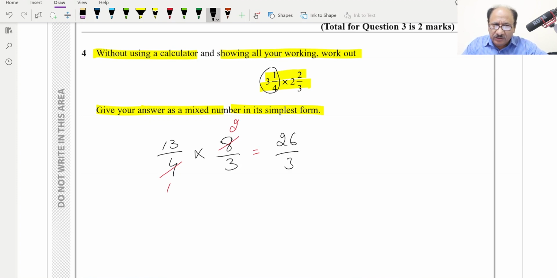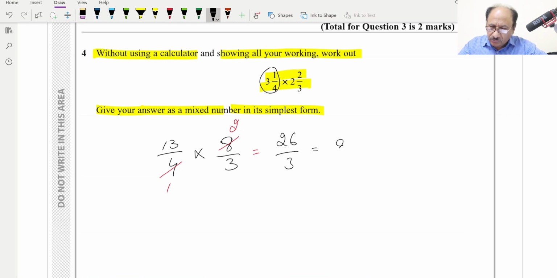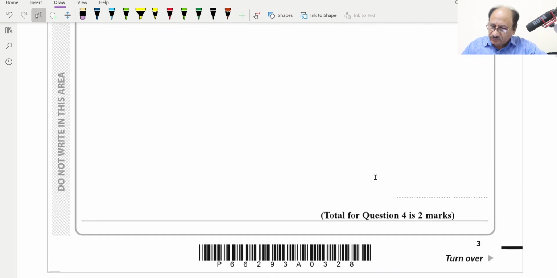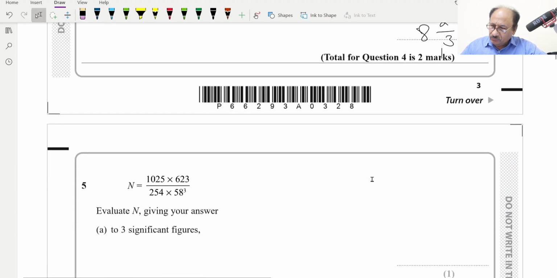And now we can change into a mixed fraction with the help of the calculator. 26 divided by 3 is equal to this one, and press Shift and the S-D button. So 8 whole 2 by 3. This is equal to 8 whole 2 over 3. This will be the simplified mixed fraction, 8 whole 2 over 3. 8 whole 2 over 3 will be our answer over here.